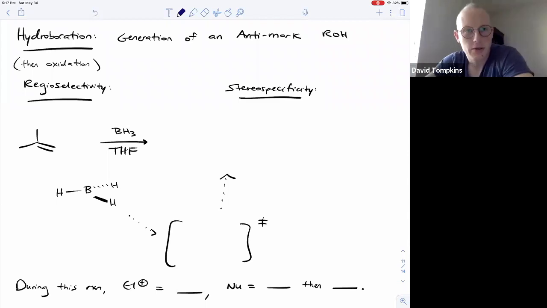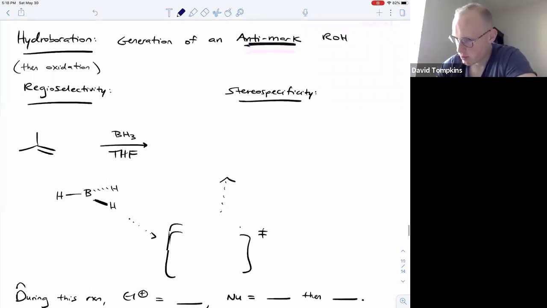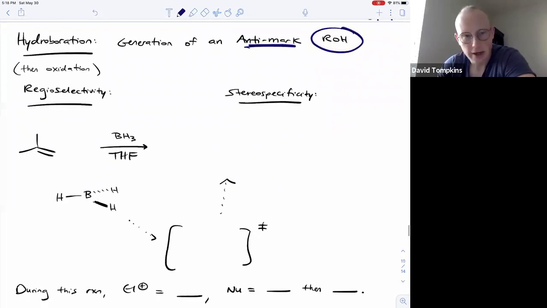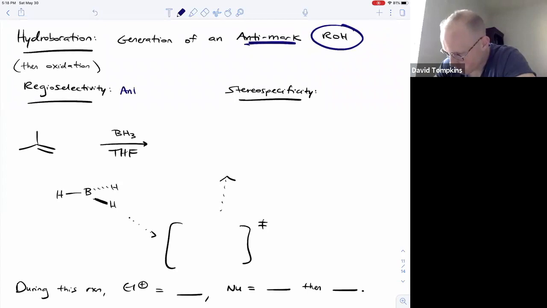So in this lecture, I'm going to now discuss hydroboration-oxidation of alkene nucleophiles. And this is a method of preparing an anti-Markovnikov, so that is the regioselectivity, alcohol product. So there's two big things you need to know about this reaction. As I mentioned, it is anti-Markovnikov, meaning that the hydrogen is going to add to the more substituted carbon of the alkene.